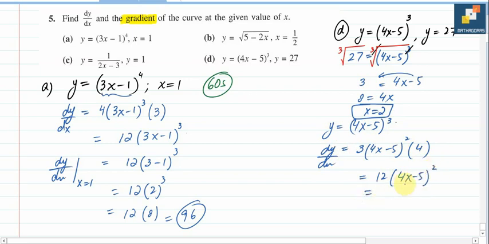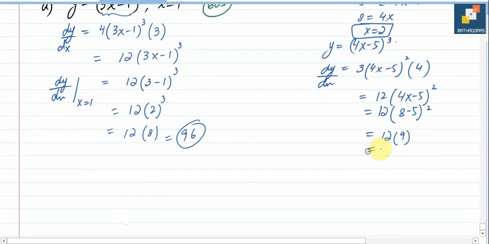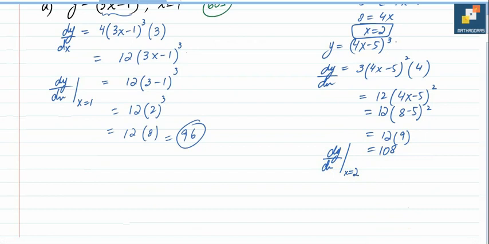I need to place the value of x, that is 2, which we found. So it's 12 times (4 times 2 is 8, minus 5) whole square, equals 12 times 3 squared. 8 minus 5 is 3, 3 squared is 9, and 9 times 12 leads to 108. That is the value of dy by dx at x equals 2. That is the final answer.